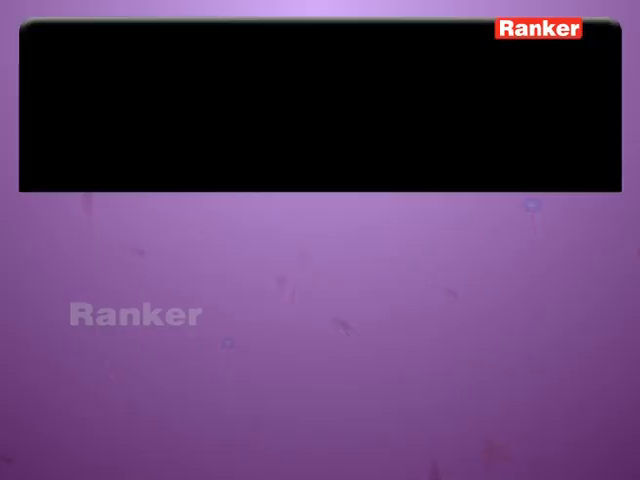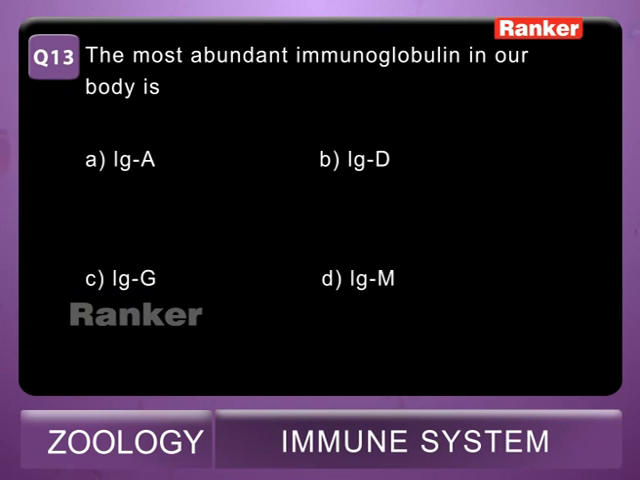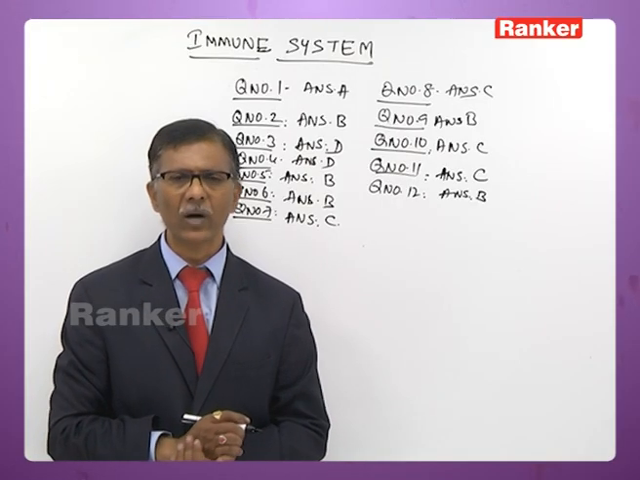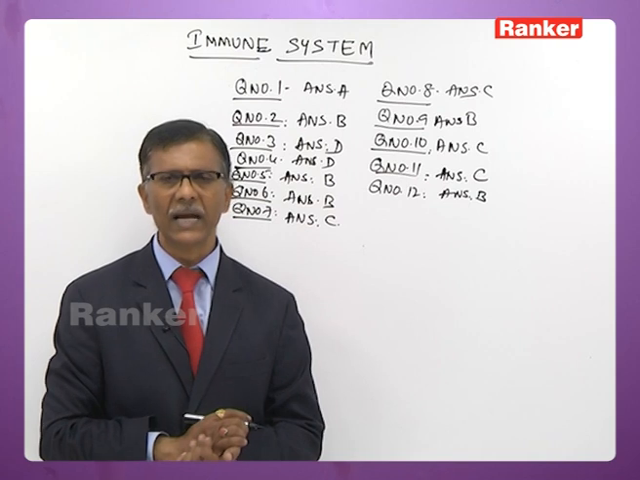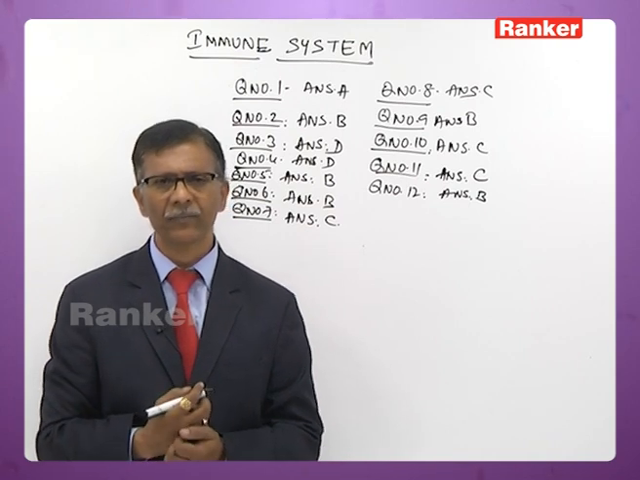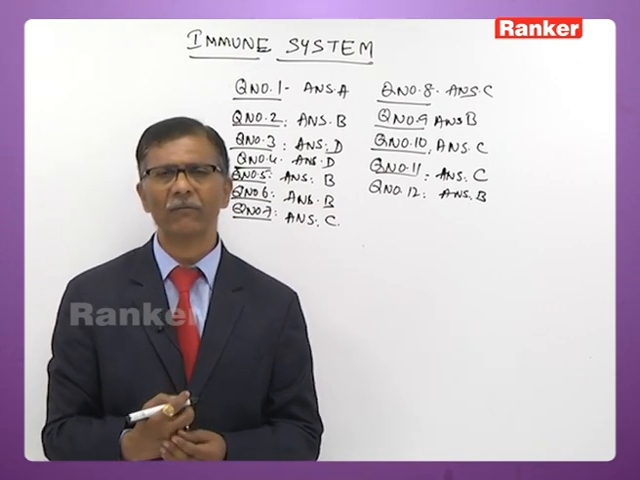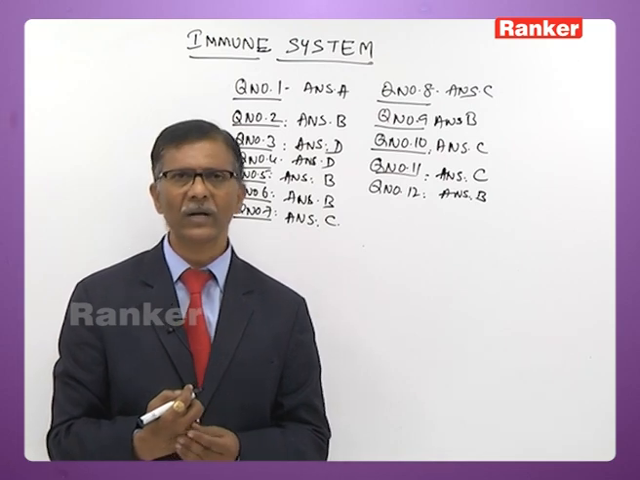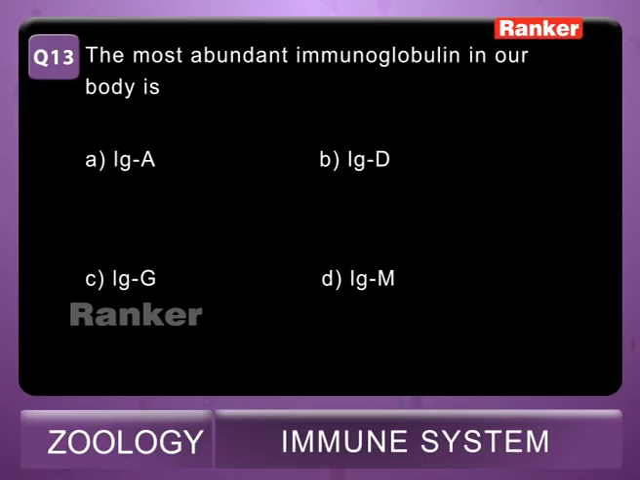Now, 13th question, the most abundant immunoglobulins in our body are A. IgA antibodies, B. IgD antibodies, C. IgG antibodies, D. IgM antibodies. The most abundant antibodies found in human blood are IgG antibodies. They are found in blood, and they are even transferred from mother to fetus through blood. So, 13th question answer is C.